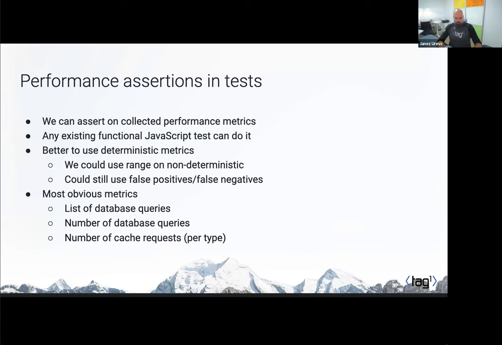But depending on the environment where the tests are running, these numbers will be different and will fluctuate a little bit. So you will get false positives or even false negatives. In some cases, maybe it makes sense to do that as well. But for most use cases, it's probably better to stick to the deterministic metrics that will always give you the same number. So you can be sure that the test will behave as you want it to.